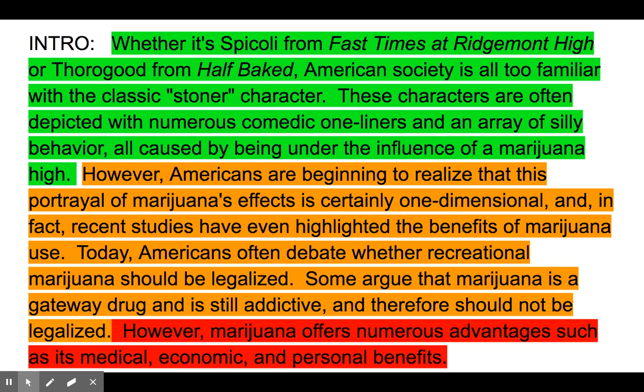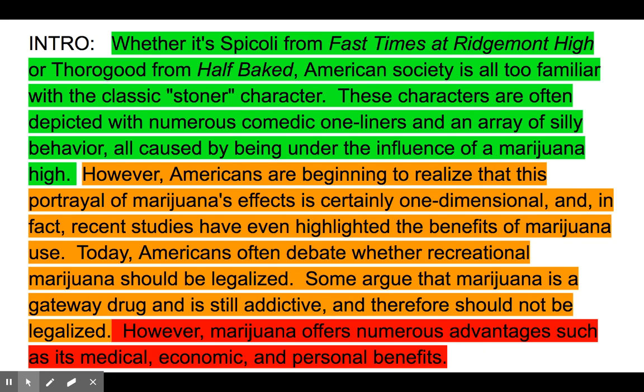This is my main point with some reasons to support it. However, marijuana offers numerous benefits such as its medical, economic, and personal benefits, all right? So that's my introduction, my ACT acronym: the attention getter, connector, thesis.